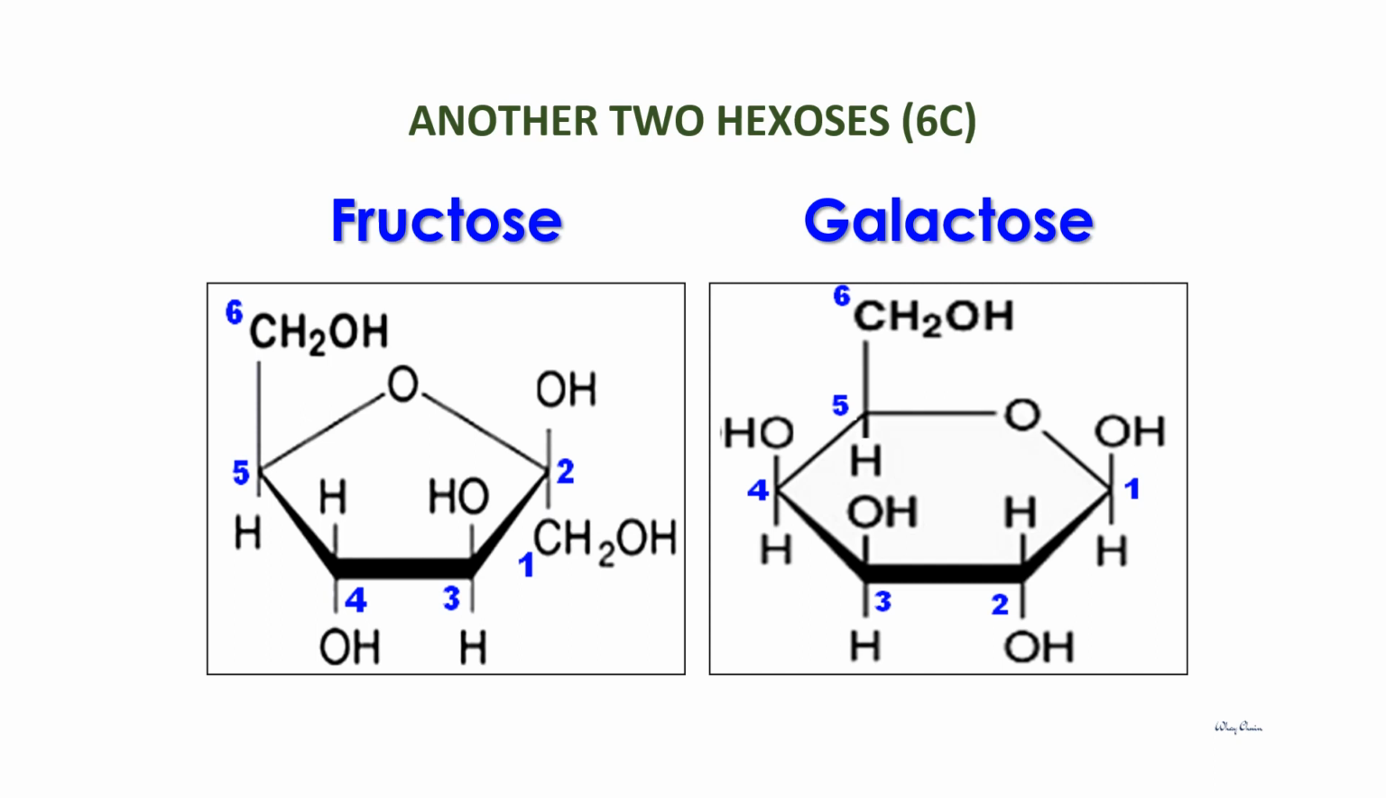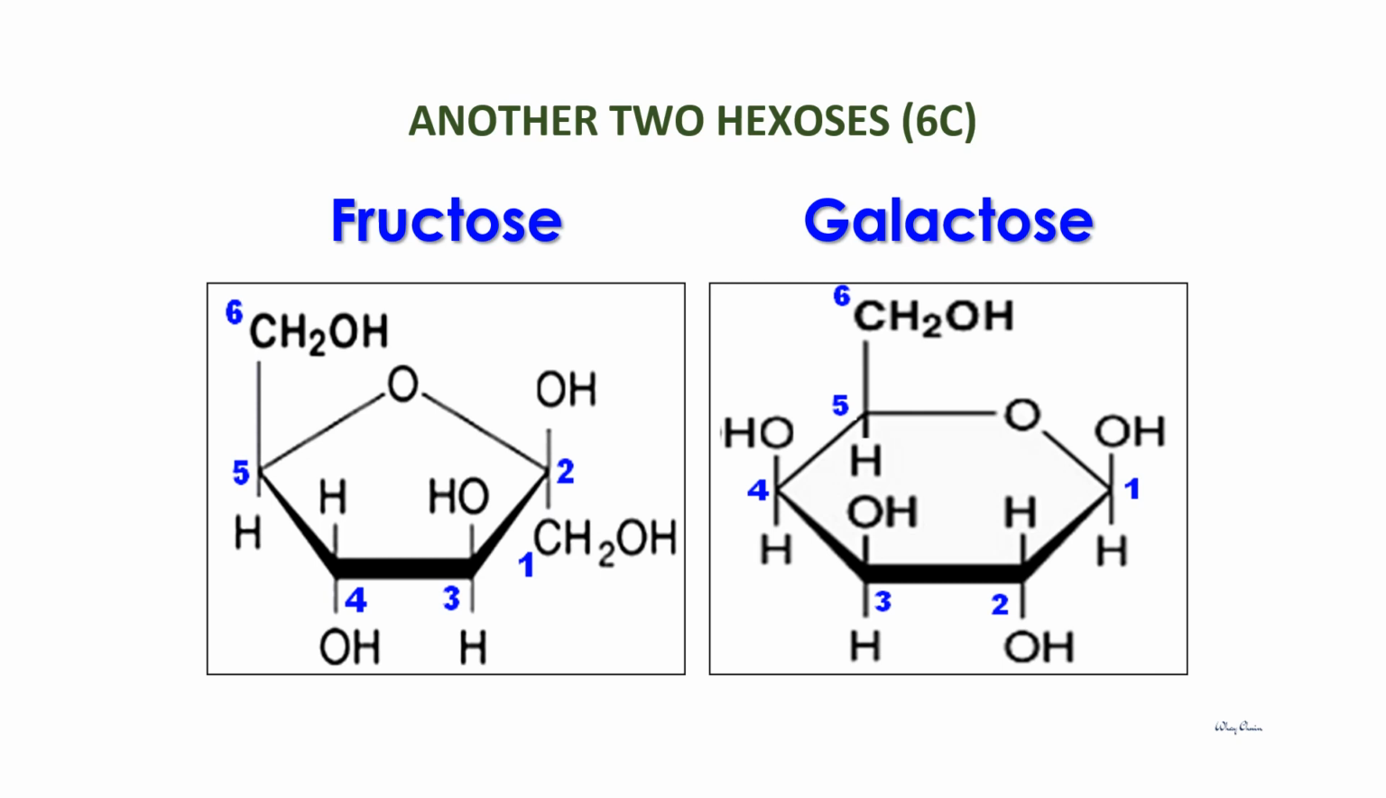There are another two examples of monosaccharides which are also hexoses, such as fructose and galactose. Here are the diagrams to show the structural formulas of fructose and galactose. So for the first year of the matriculation program, you just need to focus on glucose. These two are for reference.